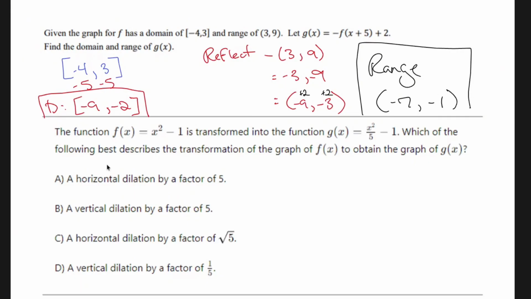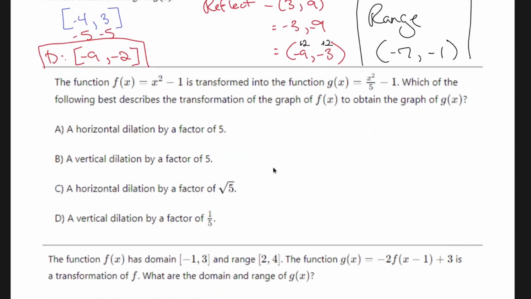Tricky, tricky, tricky, tough stuff. Very tough.